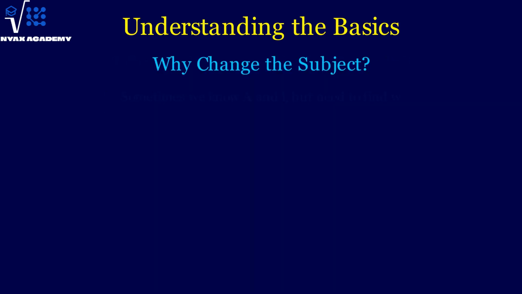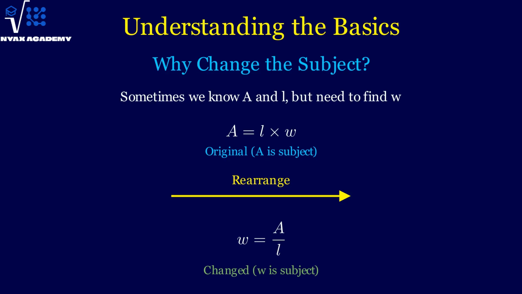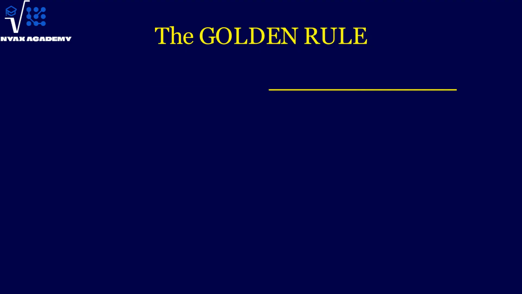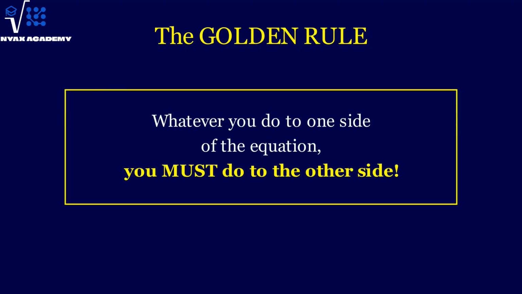So why do we have to change the subject? Sometimes we know A and L, but we need to find the width. For example, area is equal to length times width. The original subject is area, and we can rearrange this to width is equal to area over length. Now W is the subject. Candidates, we always need to take note of the golden rule when dealing with these equations: whatever you do to one side of the equation, you must also do to the other side.